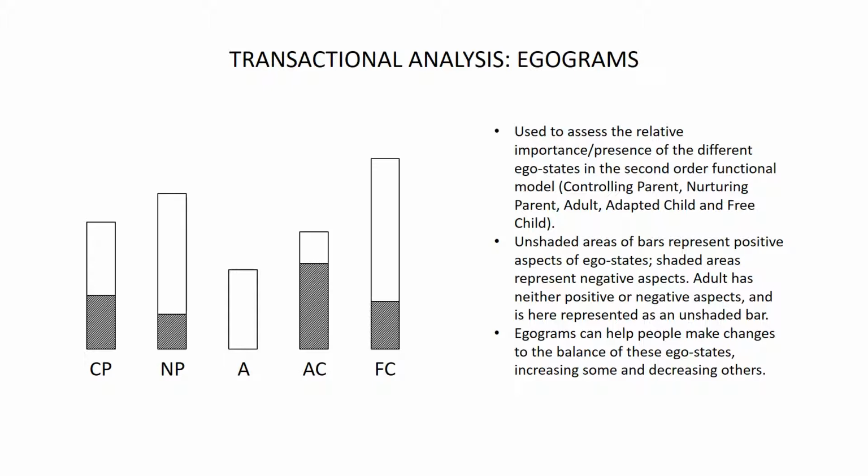Egograms are used to assess the relative importance or presence of the 5 ego states comprising the second-order functional model: controlling parent, nurturing parent, adult, adapted child, and free child, with the unshaded areas of the bars representing the positive aspects of the ego states and the shaded areas representing the negative aspects, except in the case of adult, which has neither positive or negative aspects and is shown as an unshaded bar. Having mapped the relative proportion of the ego states in this way, egograms can then be used to help people make changes to the balance of their ego states if they so desire, increasing some and decreasing others.